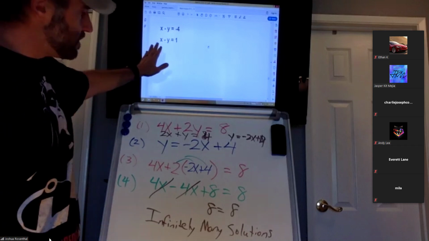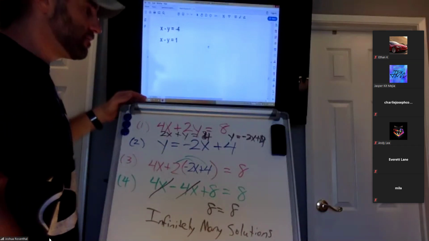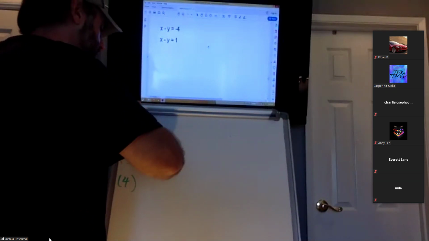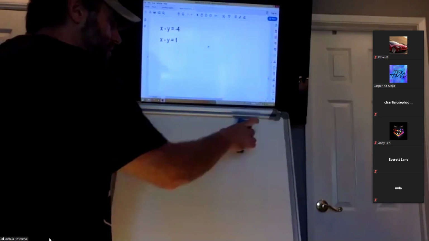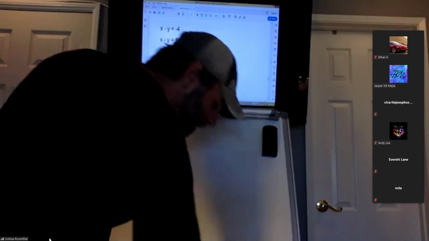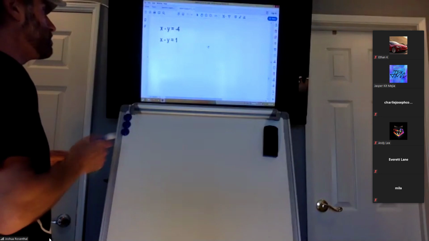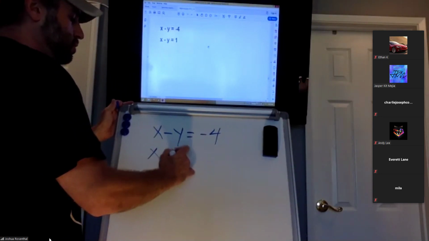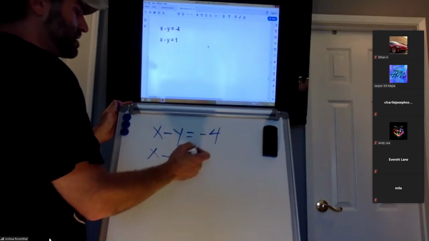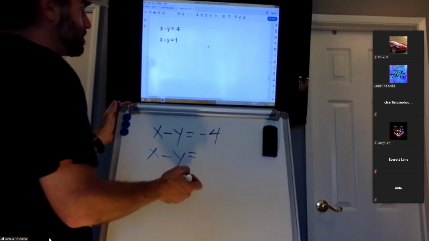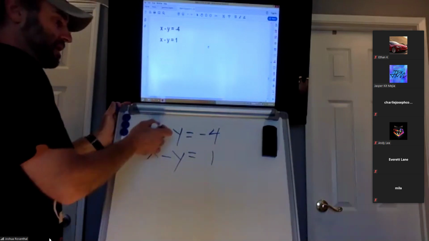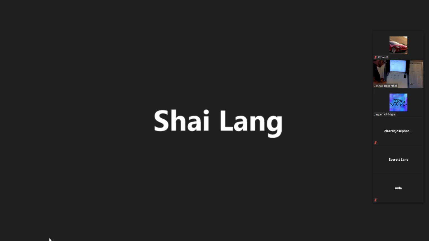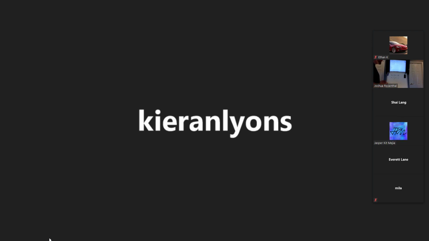From the beginning of this problem, the left-hand side is the same as the left-hand side of the second equation. So if they're the same thing, they cannot come out to equal 2 different numbers. X minus y equals negative 4, and then x minus y is the same thing. It can only be in one location on a number line at a single time. It can't be negative 4 and 1 at the same time. So they're parallel lines. Or are they impossible? They must be parallel lines.